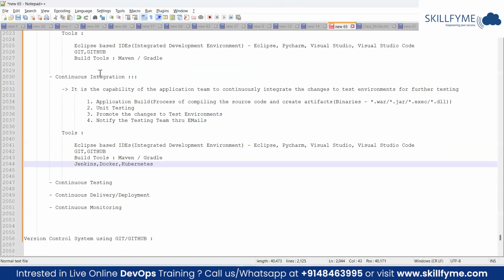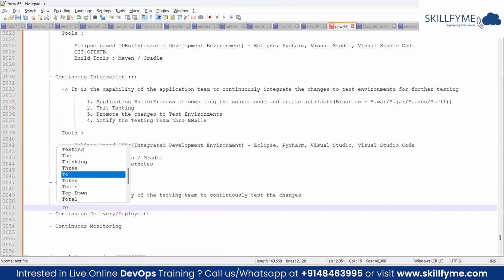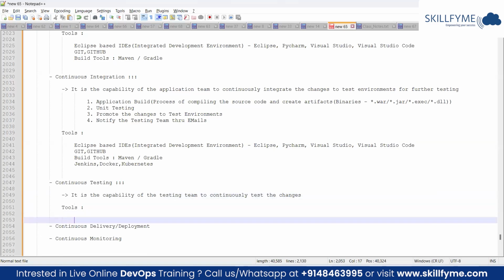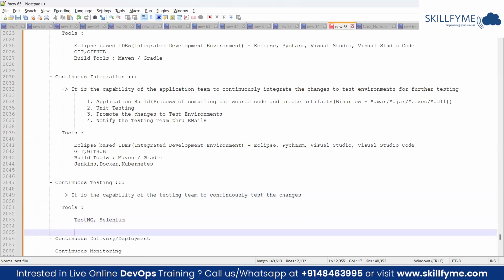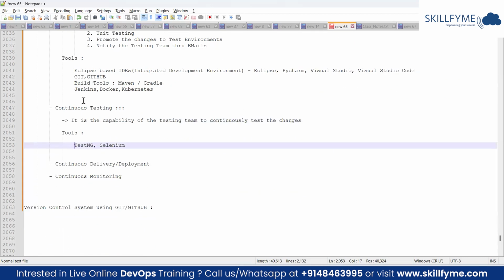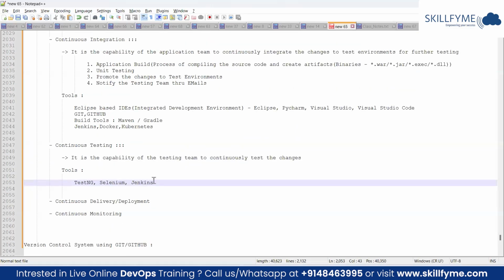Now, once the code is integrated and moved to the test environment, then comes the continuous testing phase. Continuous testing is a process done by the testing team. To do this testing, the testing team can use testing tools like TestNG or Selenium. I'm talking from a testing perspective, okay? And here also you can use Jenkins to orchestrate the testing process. Everything is possible. So this is about the continuous testing phase.